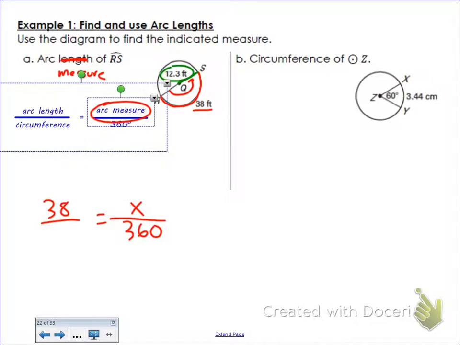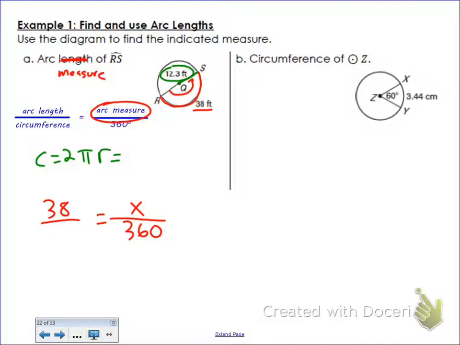So let's go ahead and find what the circumference of the circle is going to be. We know that the circumference is equal to 2 times pi times my radius. We'll leave pi as a variable for right now. So it's going to be 2 times pi times my radius, which is 12.3. Go ahead and plug this into my calculator, and I'm going to get 24.6 pi is my circumference.